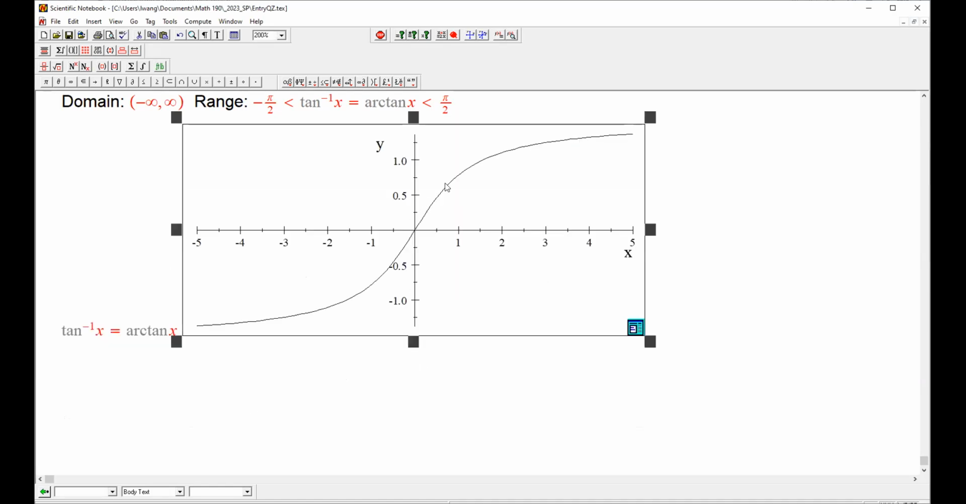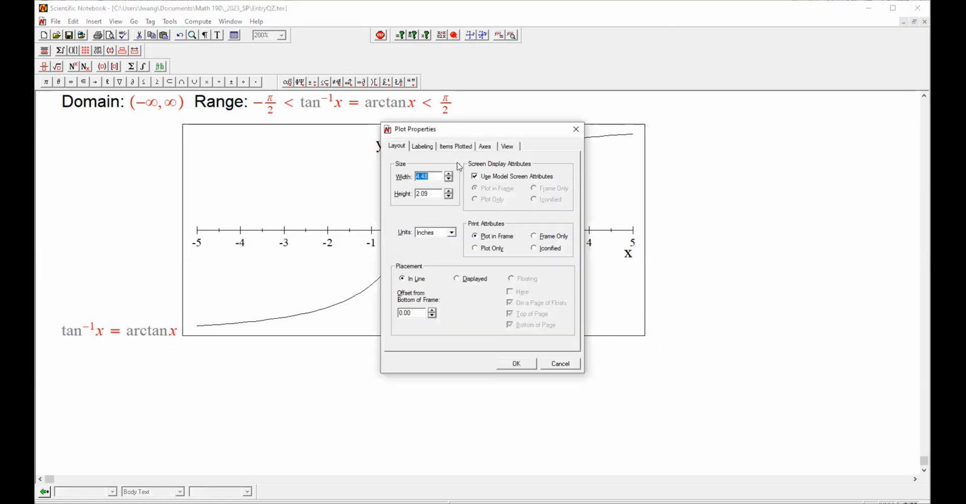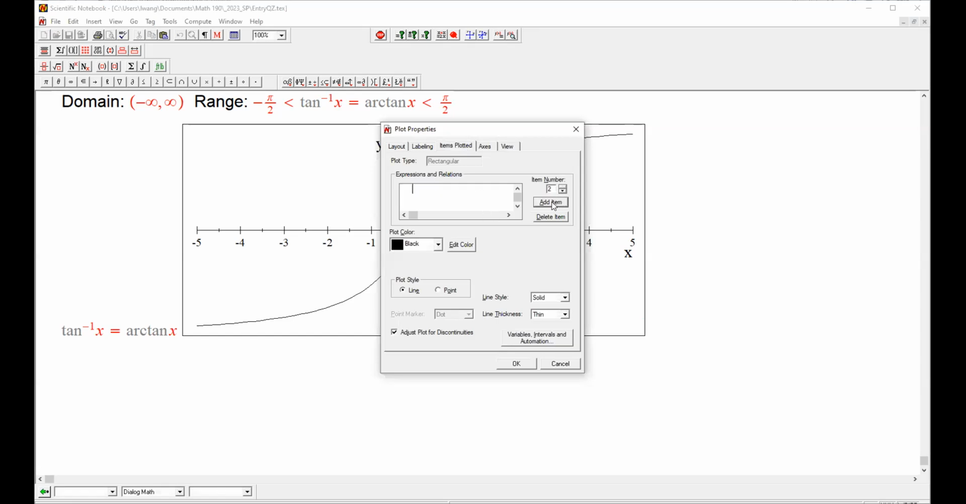And there are horizontal lines. One is, so I'm going to draw the, whoops, it should be negative pi over 2. Okay, there are 2 horizontal asymptotes, and another one.